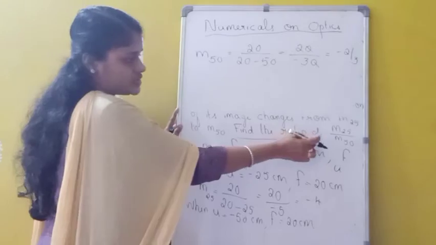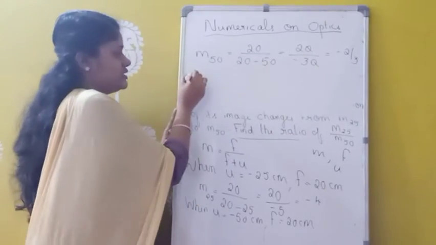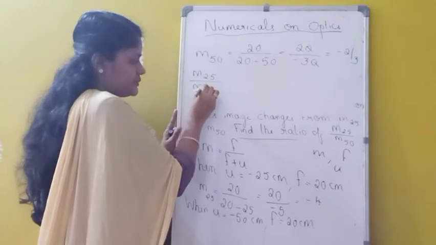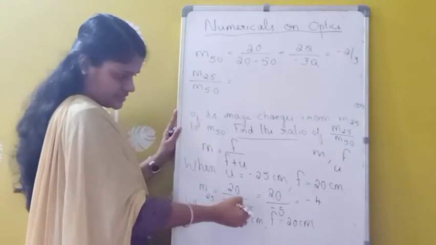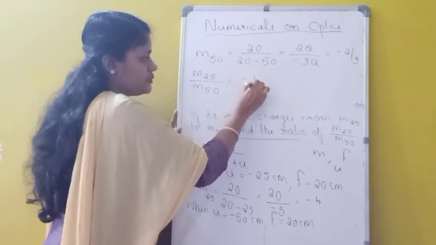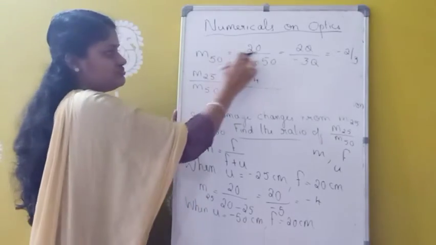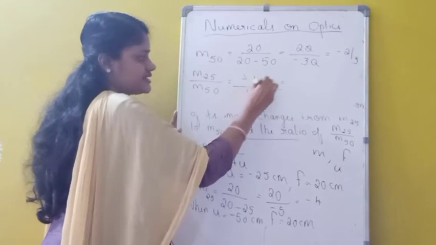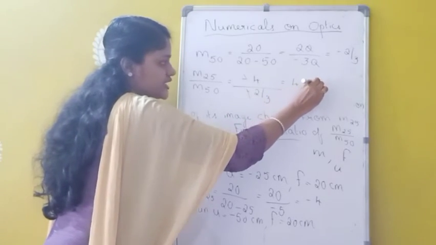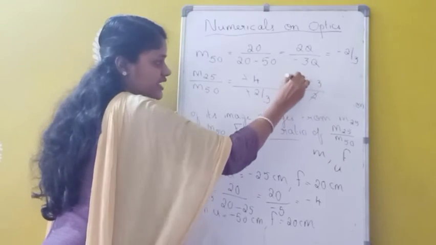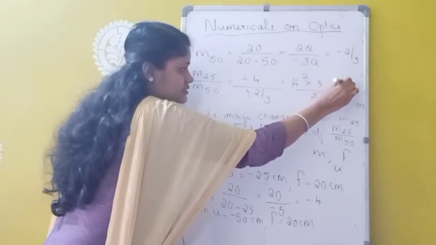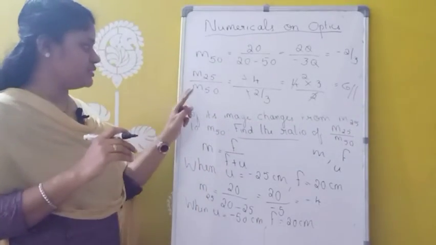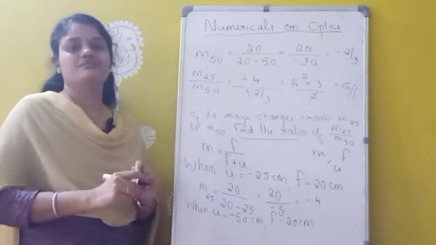So what we have to find out? M25 by M50. So M25 divided by M50. So what is M25 here? Minus 4. Minus 4 the whole divided by, what is M50 here? Minus 2 by 3. That means minus minus cancel. So it's 4 into 3 by 2. So cancelling, we will be getting 6. So this ratio is how much here? 6. So M25 by M50 is equivalent to 6.